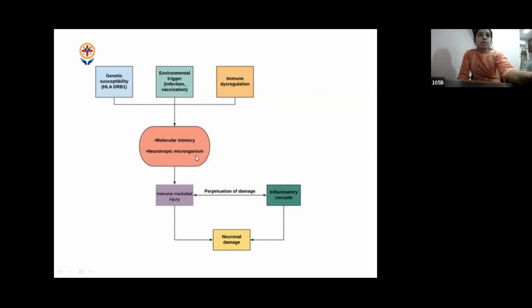And because of the molecular mimicry or neurotropic microorganisms, there will be an immune-mediated injury resulting in activation of both cell-mediated and antibody-mediated responses, cytokine storm, increased vascular permeability and neuronal damage. And this will become a vicious cycle, resulting in neuronal damage and clinical manifestations.